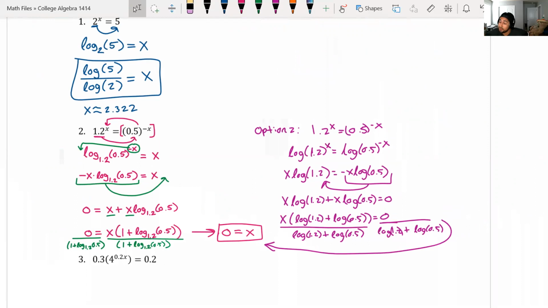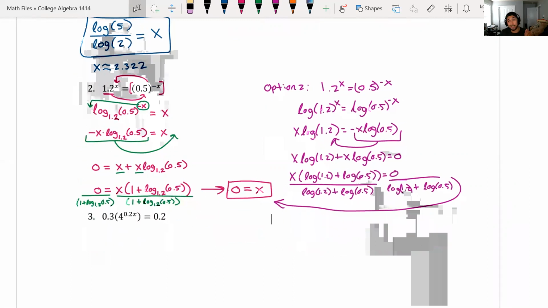So maybe that one's better. Maybe that one's easier to look at. But just know you have options. Okay. So there you go. Those are your options. First one, convert from exponential to log. Option two, apply logs to both sides and solve for x. Okay. Either way, it's messy, right?